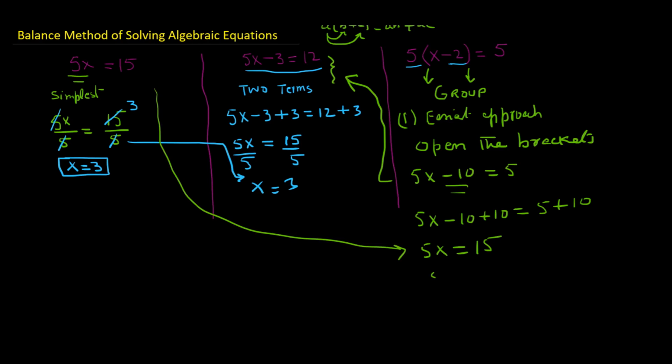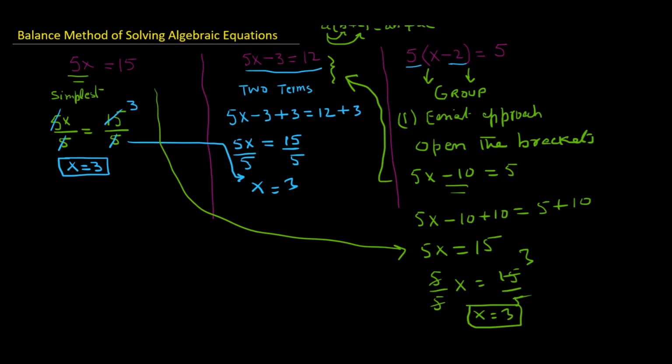So now what do we do? Divide by 5, and divide by 5 on the other side. x equals 3 is the answer. So this is the easiest method. If you have a group, if you have a parenthesis, just open the parenthesis and solve it.